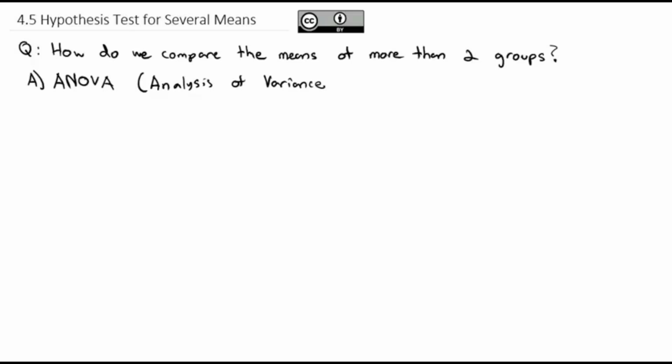And the idea behind the ANOVA is we compare the variance between the groups to the variance within the groups. And when we divide them, we end up with an F statistic. And so we can compare using the F ratio, just like we did with two variances. So a couple differences with the ANOVA, the hypothesis test.